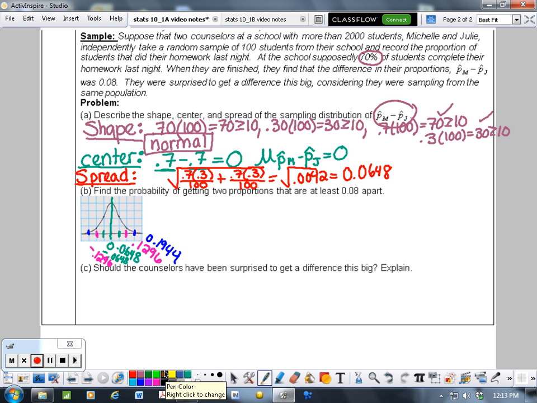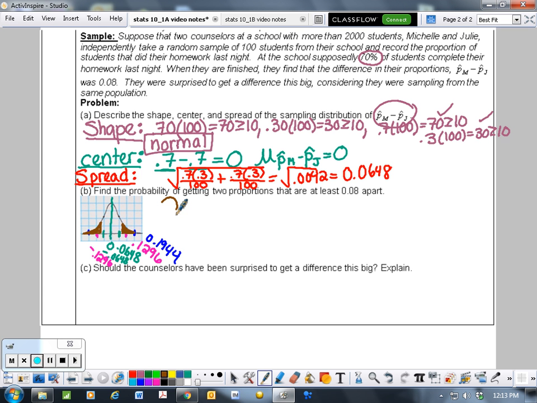So what we're really looking for is what's the probability that they are at least 0.08 apart. So 0.08 in this direction would be, let's see, probably about right here. That's 0.06. So we have this. This is 0.08 apart when Michelle's is higher. Then we also have 0.08 apart when Julie's is higher. So we've got 2 of those.